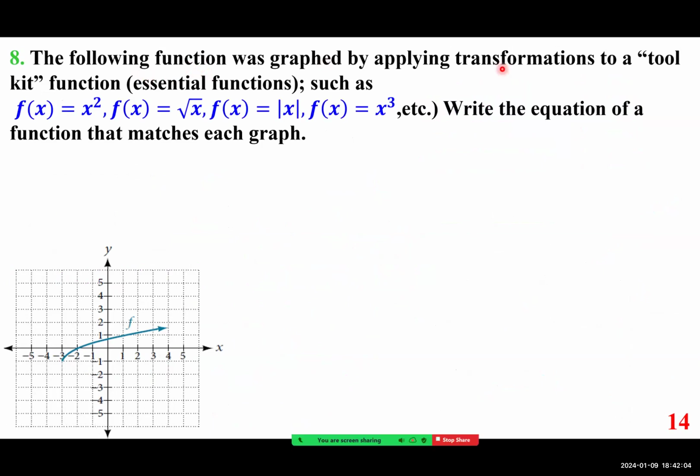We are looking at the same type of question. The following function was graphed by applying transformations to a toolkit function, an essential function, a basic function, where the basic functions are what we mentioned on the previous page: f of x equals x squared, square root of x, and so on. Write the equation of a function that matches each graph. Okay, so let's do that.